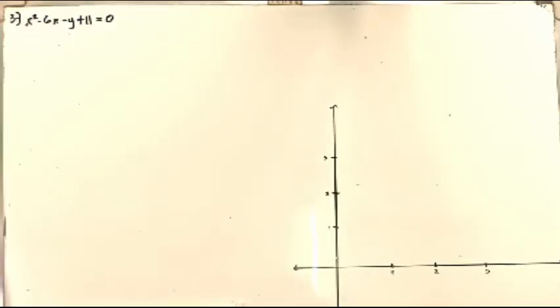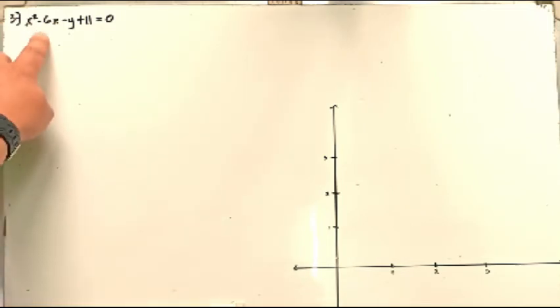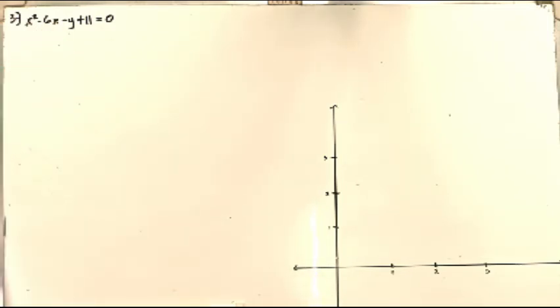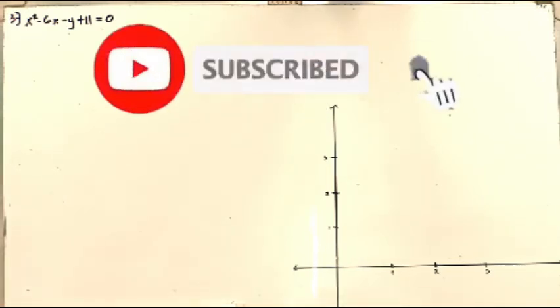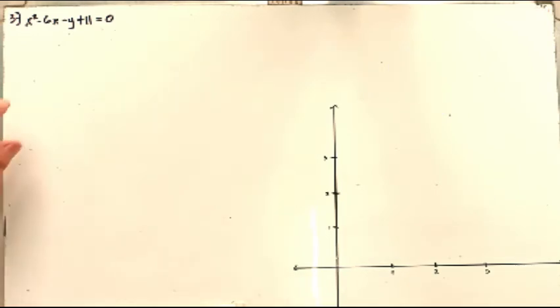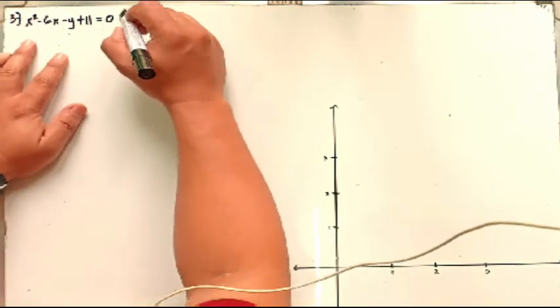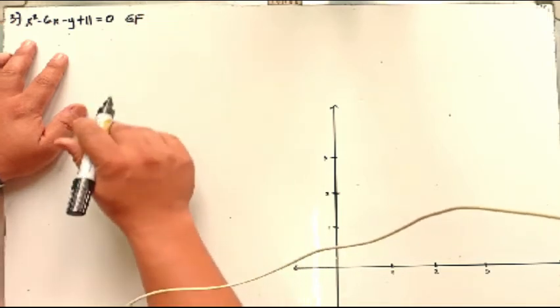Okay, for the third example, we have x squared minus 6x minus y plus 11 is equal to 0. Reduce this form to the standard form and find the point of the vertex, the focus, the endpoints of the latus rectum. And let's try to get the equation of the directrix and even the axis of symmetry, and let's graph the parabola. So if you observe again, this one is written in its general form.